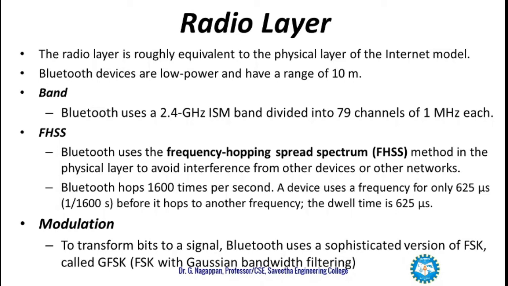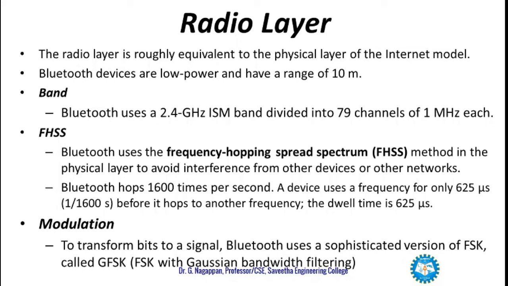The frequency hopping spread spectrum method is used by Bluetooth in the physical layer to avoid interference from other devices or other networks. Bluetooth hops 1600 times per second. The device uses the frequency for only 625 microseconds, 1 by 1600 seconds, before it hops to another frequency. The dwell time is 625 microseconds.